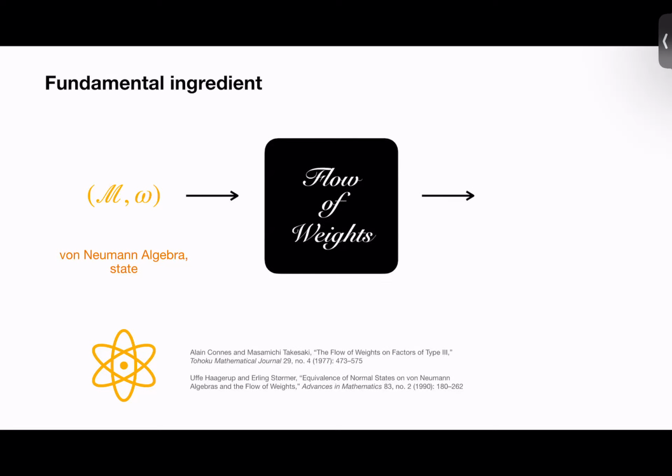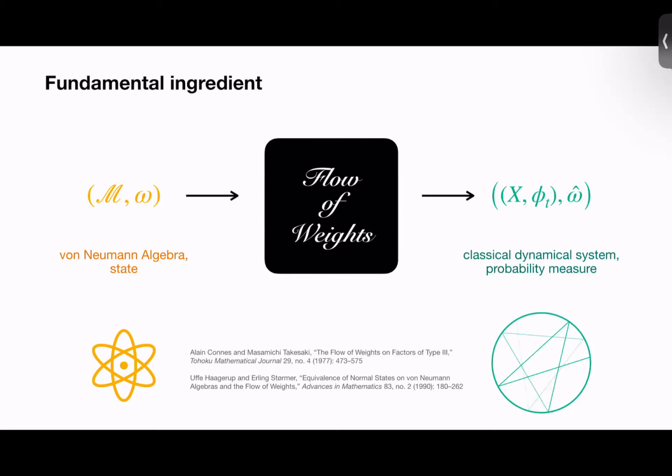What the flow of weights does is it takes a von Neumann algebra and a state on this von Neumann algebra, and it spits out a classical dynamical system and a probability distribution on this classical dynamical system. So the system depends on the algebra, and the state you get out depends on the state. So we have two types of mathematical objects here, von Neumann algebras and classical dynamical systems.